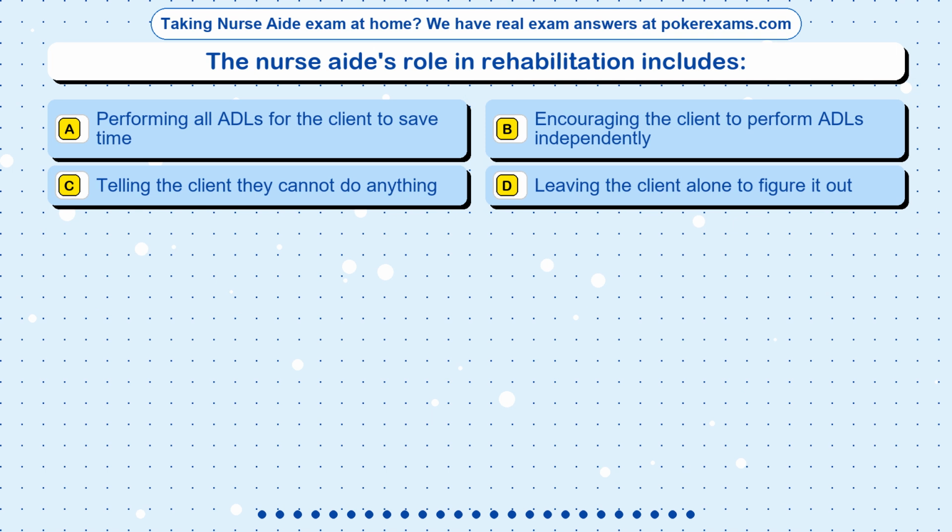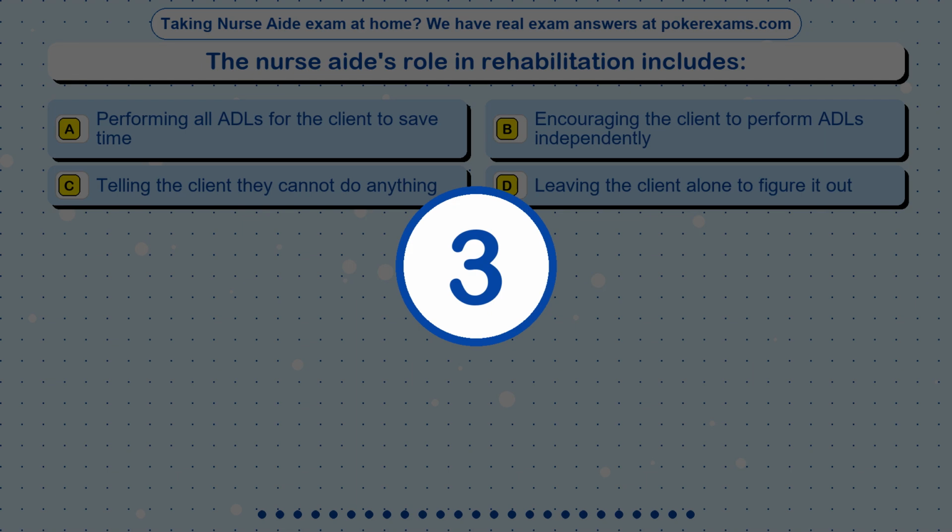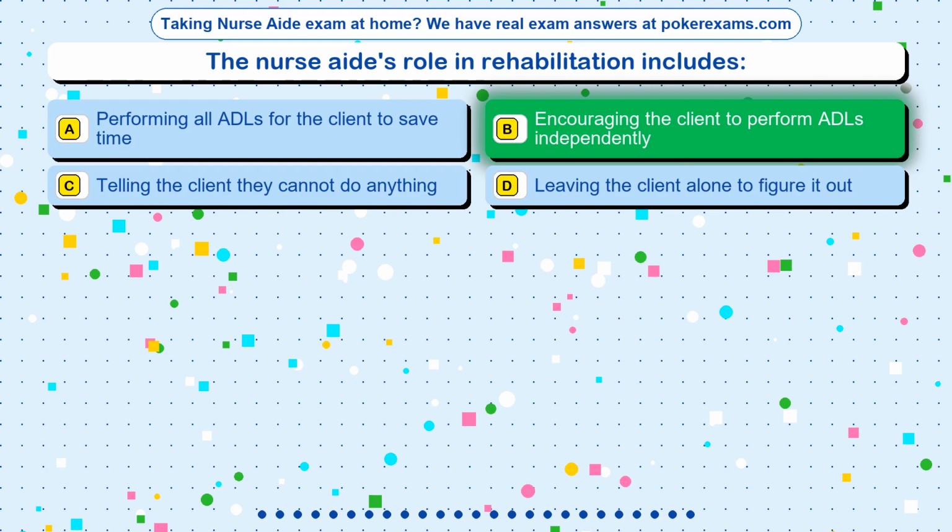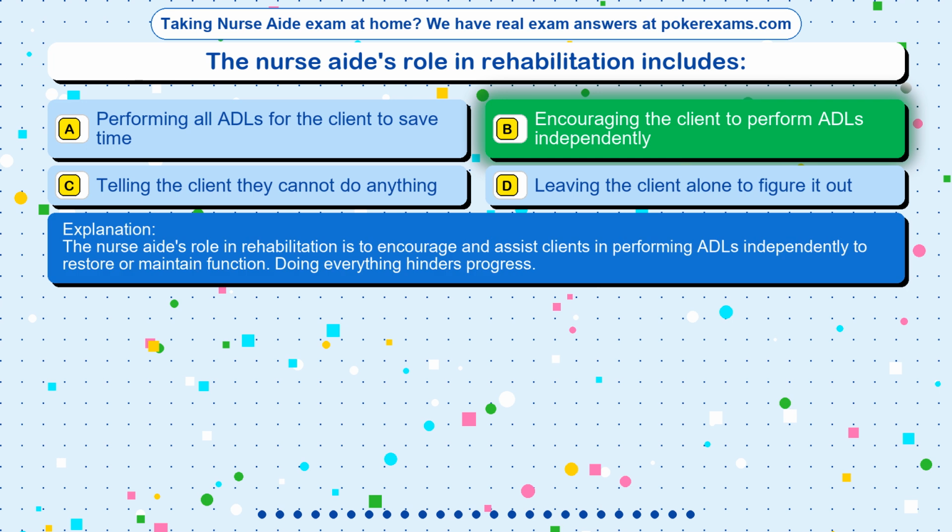Question 19. The nurse aide's role in rehabilitation includes Option A, performing all ADLs for the client to save time. Option B, encouraging the client to perform ADLs independently. Option C, telling the client they cannot do anything. Option D, leaving the client alone to figure it out. The correct answer is option B, encouraging the client to perform ADLs independently. The nurse aide's role in rehabilitation is to encourage and assist clients in performing ADLs independently to restore or maintain function. Doing everything hinders progress.